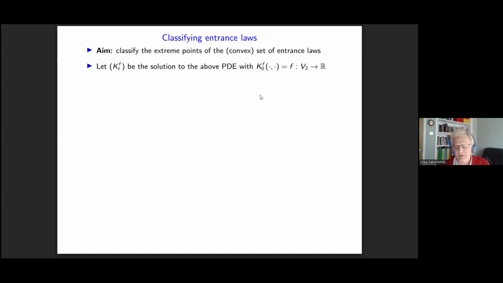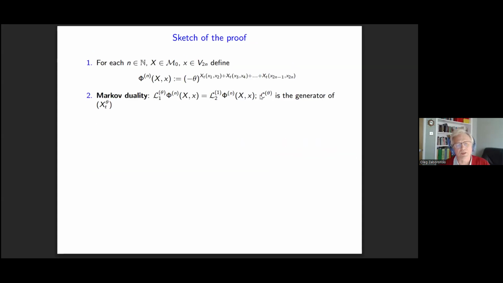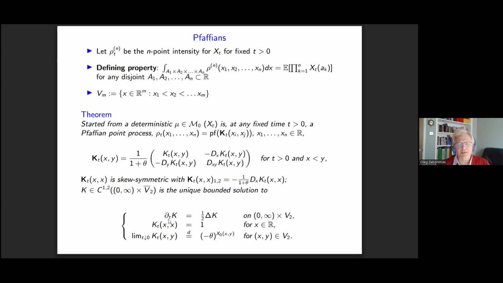So notice, this is quite important. In order to determine the laws of the process for all positive times, all I need to do is to solve this two-dimensional PDE. Everything is determined by the simple duality function calculated for a single interval and the solution to the corresponding heat equation in the simplex.